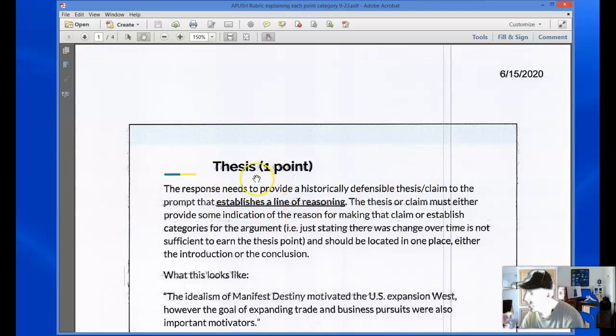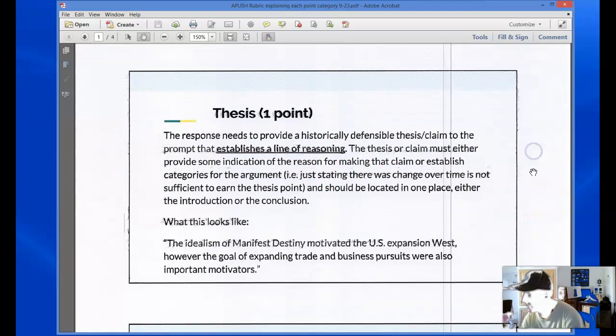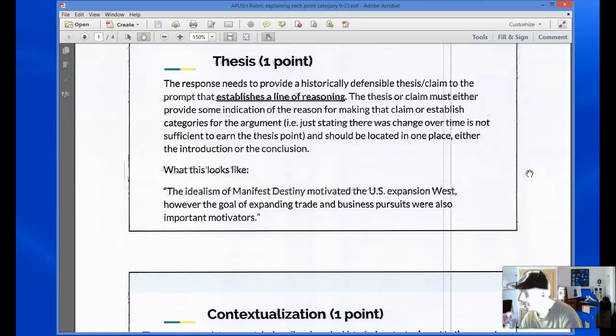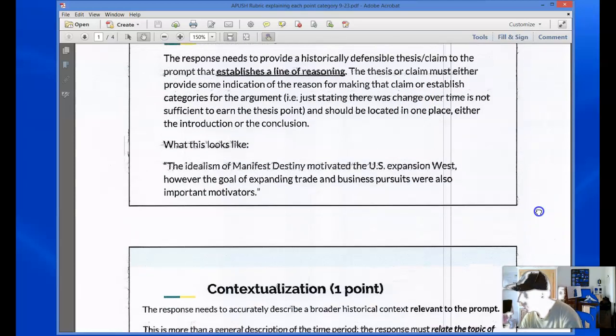You're going to get 1 point for a good thesis. This breaks down what a good thesis is. It'll tell you what it is. You're basically making a claim. You're taking a stand. You're making a historical claim. If you make a historical claim, it really doesn't matter how well you write it. You don't have to have college level vocabulary. You can write it in just basic 6th grade vocabulary if you wanted, as long as you make a claim. You take a stand and you go on, and then you're going to explain, and you're going to support the stand you took.